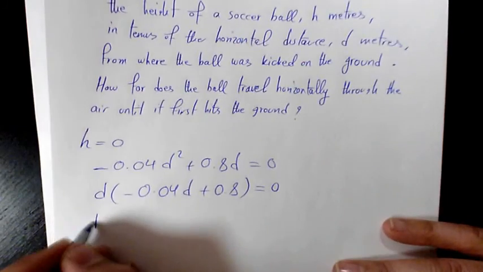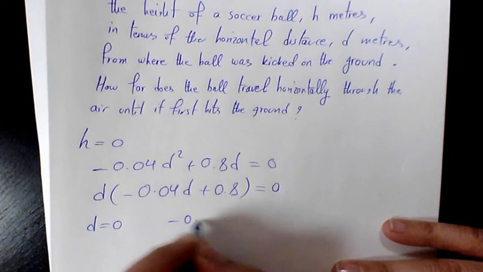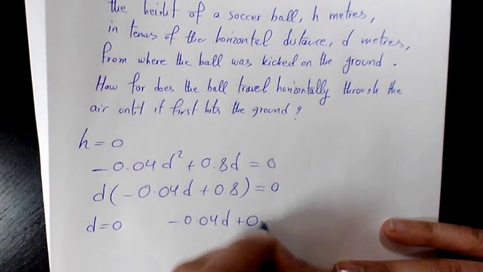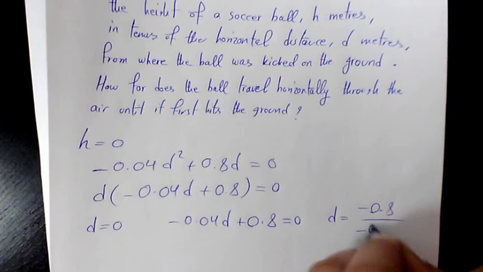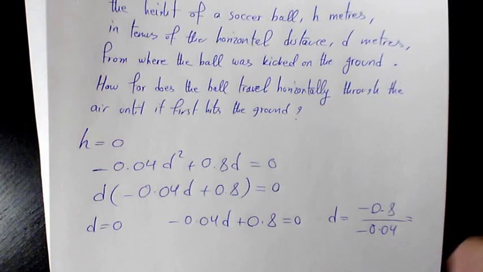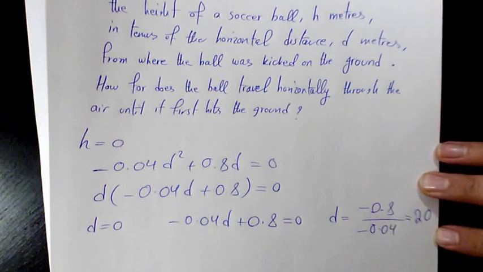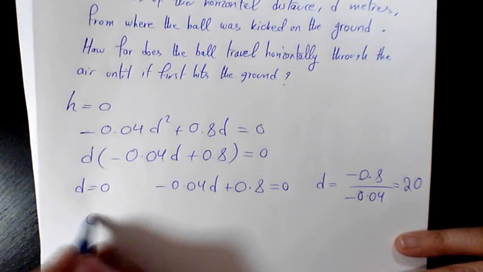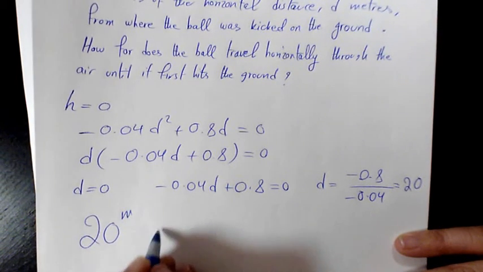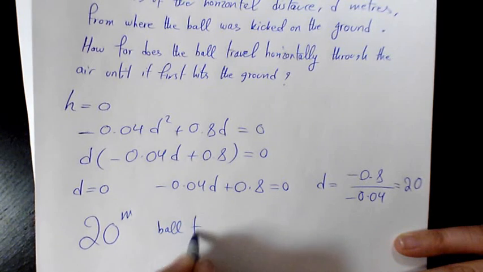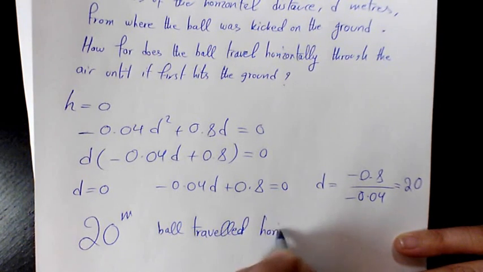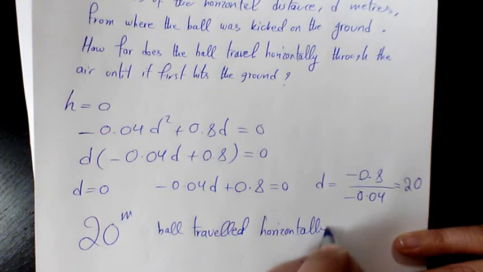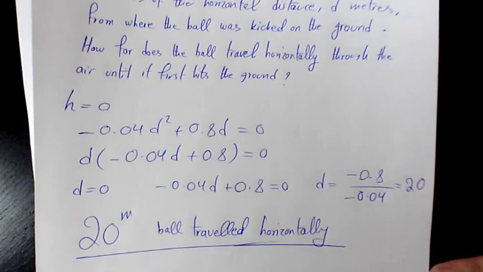So one answer is going to be d equals 0, and the other answer comes from this factor equals 0. So d is going to be negative 0.8 divided by negative 0.04, which is 20 meters. So the distance it travels is 20 meters. The ball traveled 20 meters horizontally. This is the final answer.